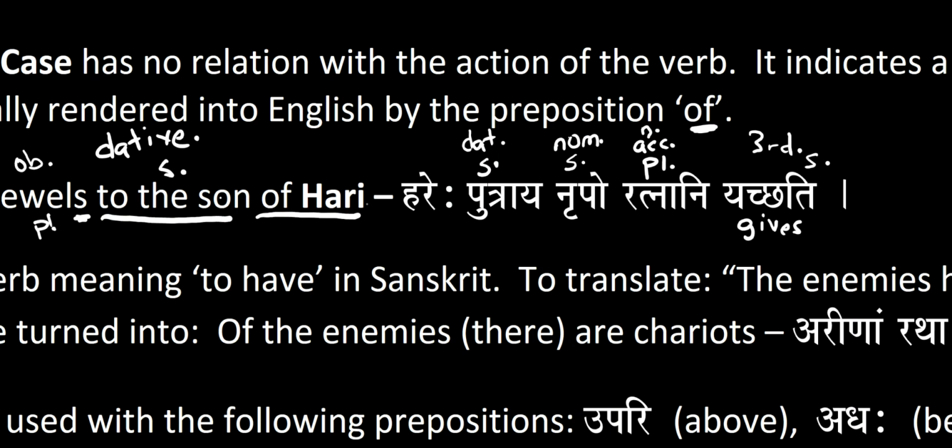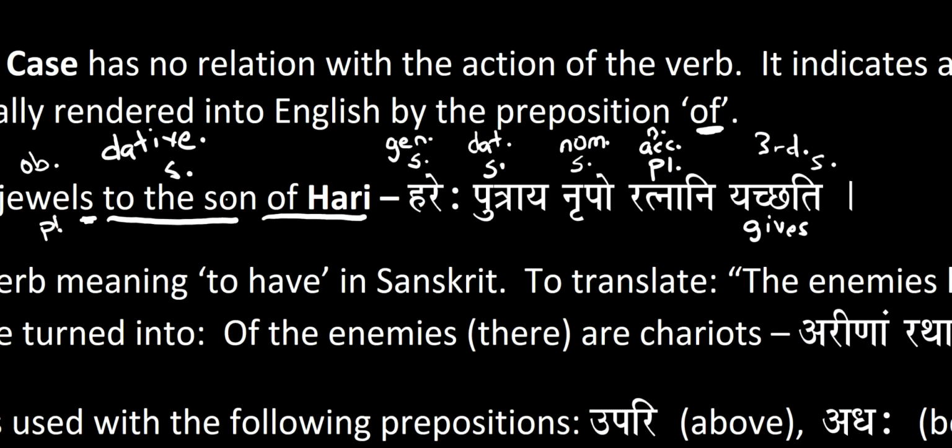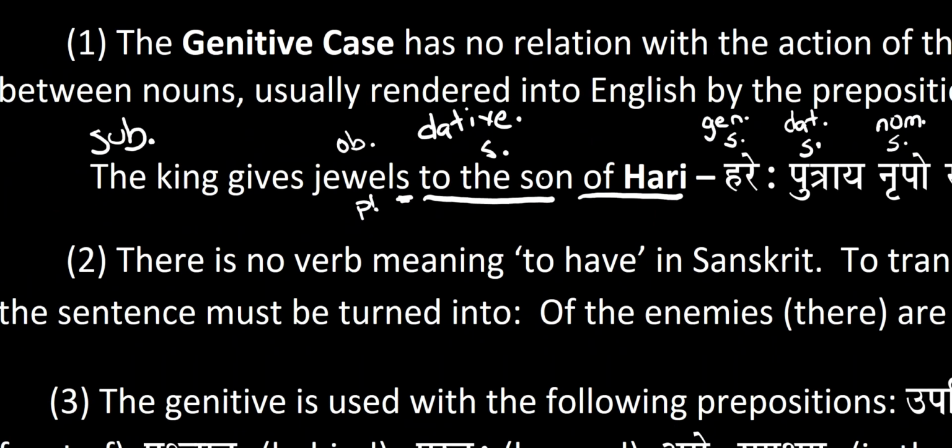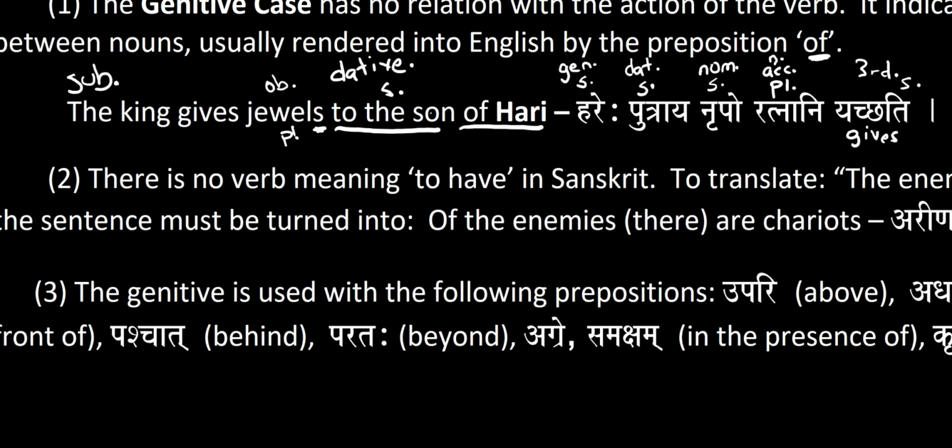So the son belongs to Hari. So Hari is in the genitive case. Hari is a masculine noun that ends in i. The genitive singular case ending for masculine nouns that end in i is ehe. So Hari was declined into harehe in this sentence. So that's how you get harehe putraya nripo ratnani yachati, to translate into the king gives jewels to the son of Hari. Let's move on to number two.